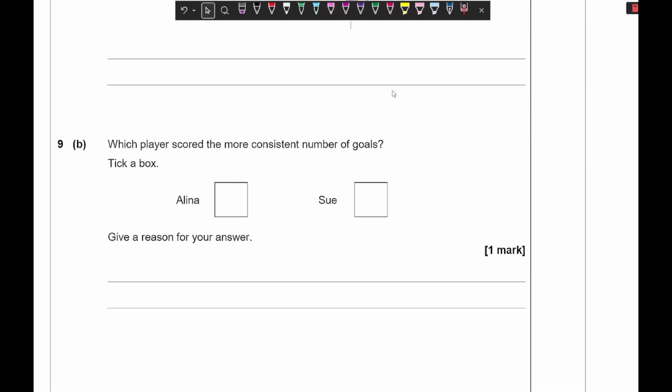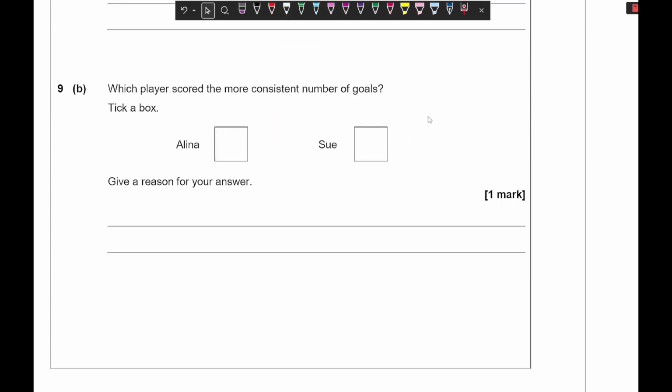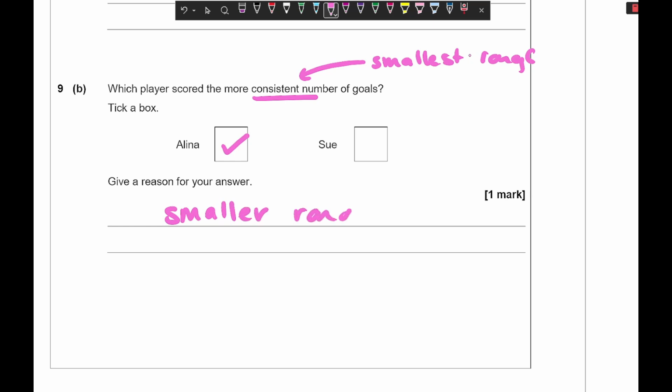It then says which player scored more consistent number of goals, tick which box. Now in terms of consistency, what you're wanting is the smallest range. So who has the smallest range out of Alina and Sue? Well, the answer is going to be Alina, and the reason for that is you can just say that she has a smaller range.